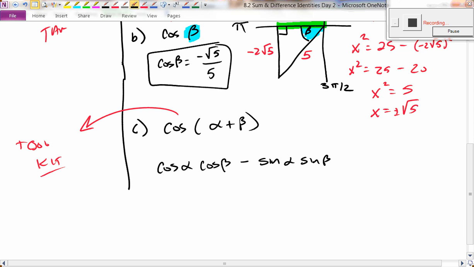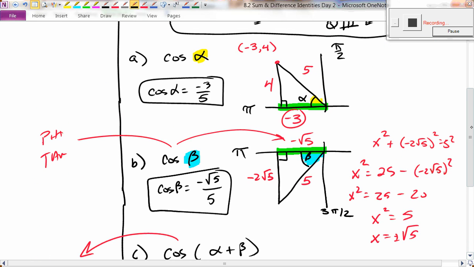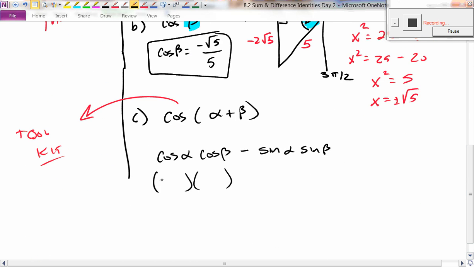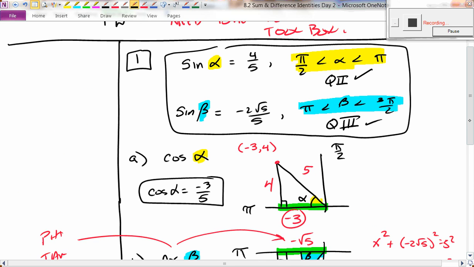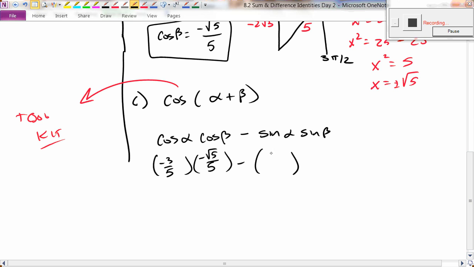Okay. What's the cosine of alpha? We found it out. What was it? Well, if I look back here, the cosine of alpha in part A is negative 3/5. So that's negative 3/5. Cosine of beta is right up there. That's negative root 5 over 5. Minus. Sine of alpha was given to me. If I look back up in my box, that's 4/5. Thank you, Adrian. And then how about the sine of beta? Negative 2 rad 5 over 5.